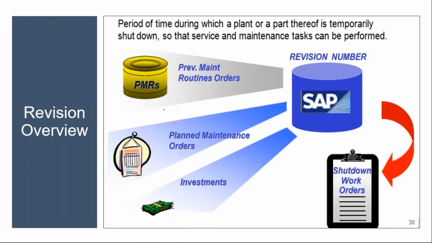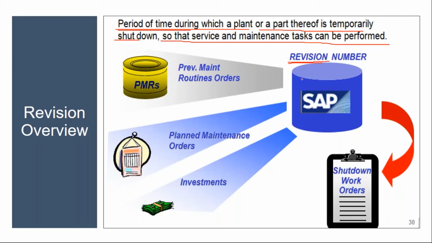The revision is basically a period of time during which a plant or a part thereof is temporarily shut down so that service and maintenance tasks can be performed. In real time in the industries, normally for every year or once in a month, it depends upon the organization, they will shut down the production. They will shut down the operations, and during that time they will do the maintenance activity. That shutdown period in SAP is called a revision. Revision is nothing but the shutdown time period.